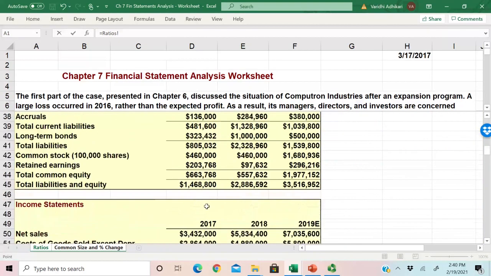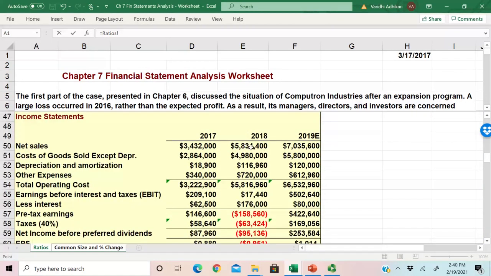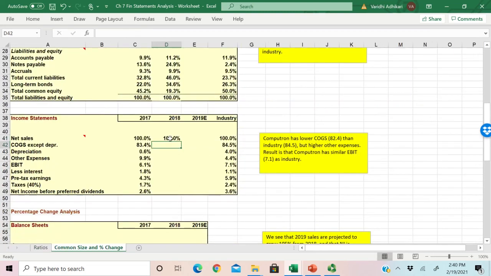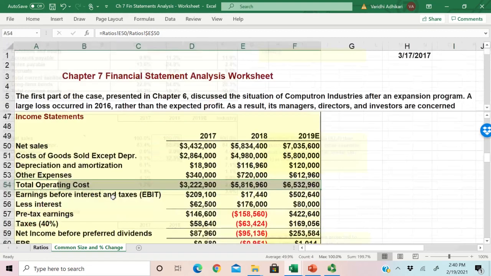So 2018 is going to be net sales divided by net sales. It's going to be 100% here, but the denominator, net sales, we don't want to change as we drag across, so we're going to put dollar signs in here. So 100%. It says cost of goods sold except depreciation, so that lines up correctly. Depreciation lines up correctly. Then other expense lines up correctly, I think, right?